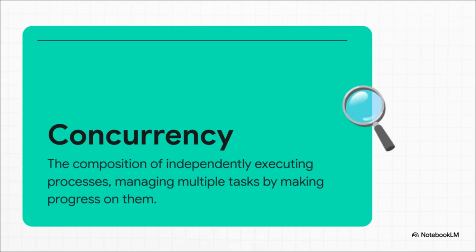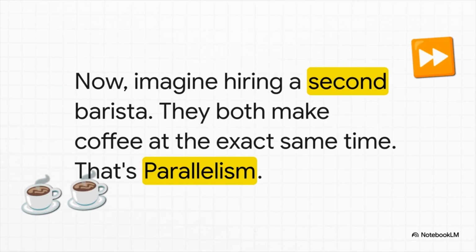And this little story perfectly illustrates the technical definition. Concurrency is really just the ability to manage multiple tasks by making progress on them together. You don't necessarily have to finish one before you start another. It's all about structuring your work so you can handle a lot of things at once, even if you have limited resources.